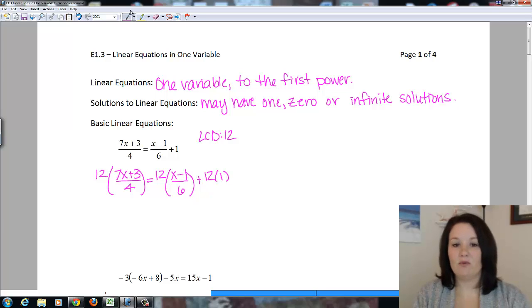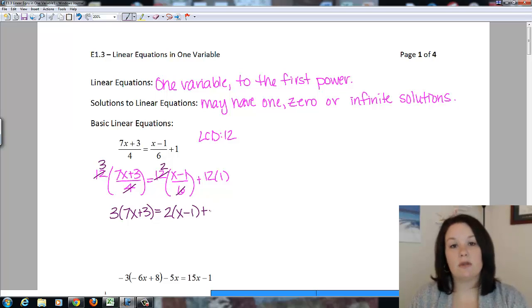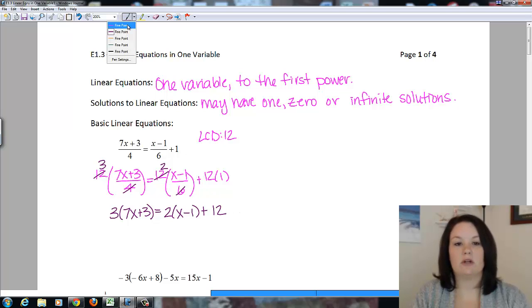Okay? And the reason I did that is because now notice all of my denominators will cancel out. 4 goes into 12 3 times, which leaves me with 3 times 7x plus 3. My next term, 6 goes into 12 2 times, so I get 2 times x minus 1. And then my third term, nothing cancels out because I didn't have a denominator. So 12 times 1 leaves me with just 12. And then I want to go ahead and finish working it out.